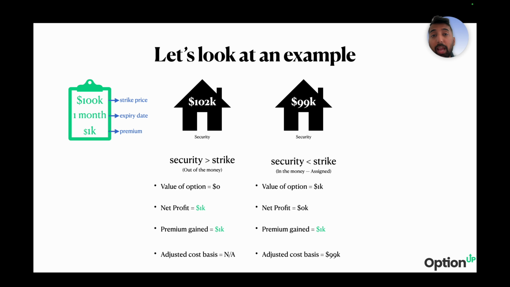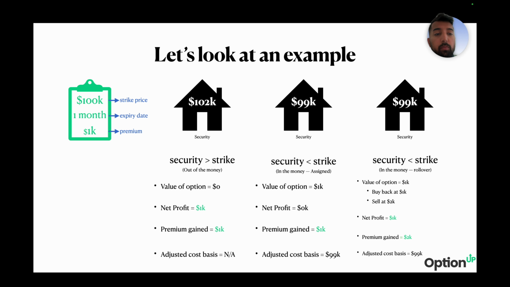The next example we'll look at is if you get assigned. In this scenario, if the house now dips by $1,000, I still have to buy the house at $100,000. So I am essentially assuming an unrealized loss of $1,000. Now, because I sold an option and got $1,000 in premium, I get to offset the loss from the value of the house depreciating with the premium gain. So my adjusted cost basis is still $99,000, and my net profit is basically nil. It's zero.